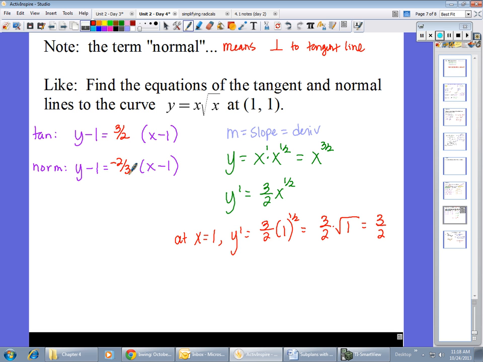So you just got to watch out when you're given a problem and you're told to find the normal line. You go ahead and you do the work for the tangent line, but that's not the slope you're going to use. You're going to go ahead and use the opposite reciprocal. So that's not too much of a big stretch, but you just have to know that the term normal is referring to the opposite reciprocal. And that's all I've got for notes for you guys.